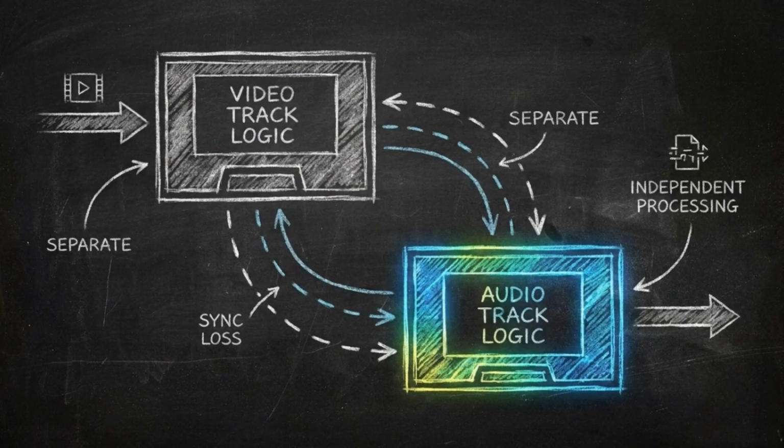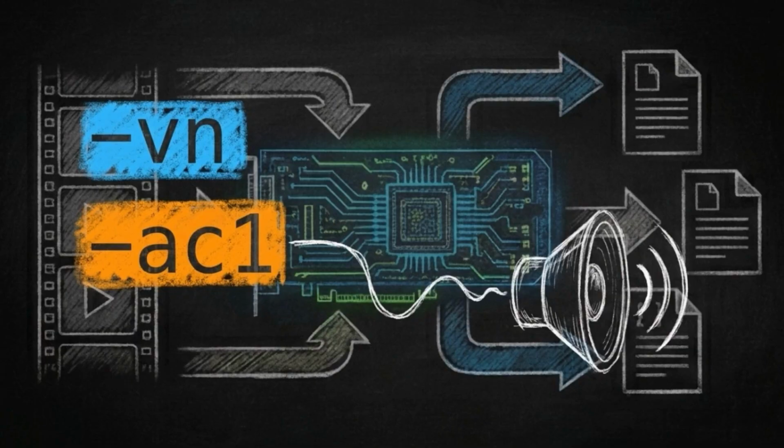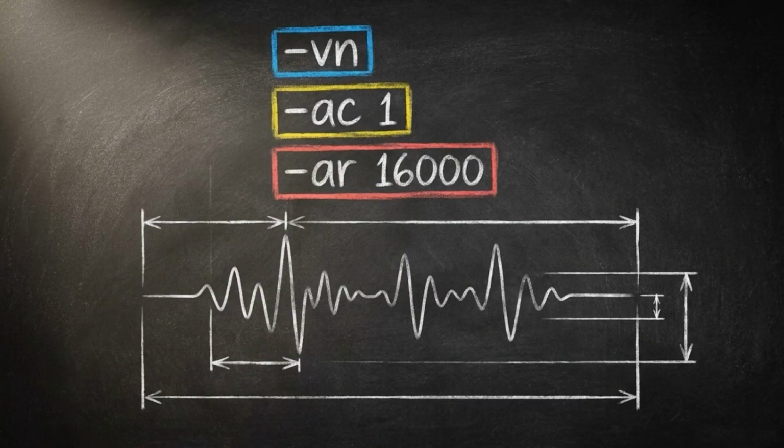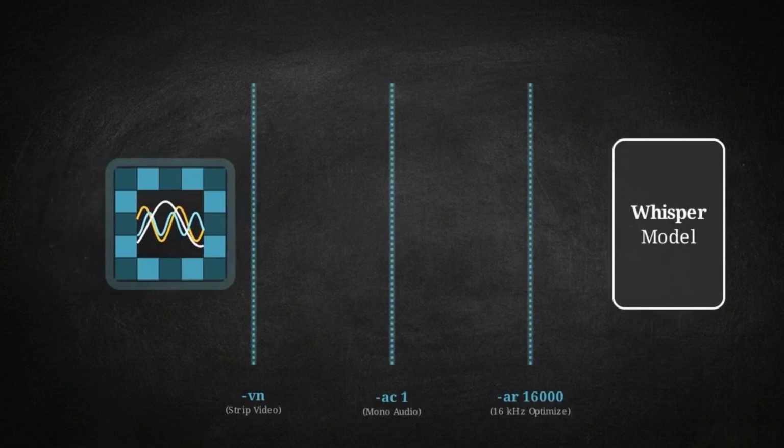We need to strip all the visual data away from our test video using FFmpeg. We use 3 specific flags here. -vn drops the video entirely, -ac 1 forces the remaining audio into a single mono channel, and -ar 16000 downsizes the audio samples to a 16 kHz frequency. Think of this as the AI's acoustic diet.